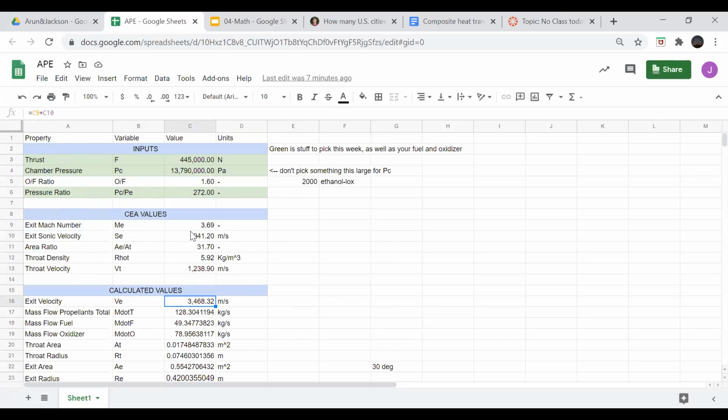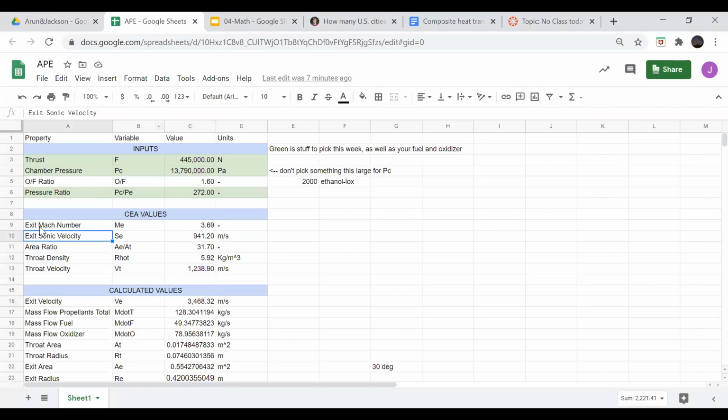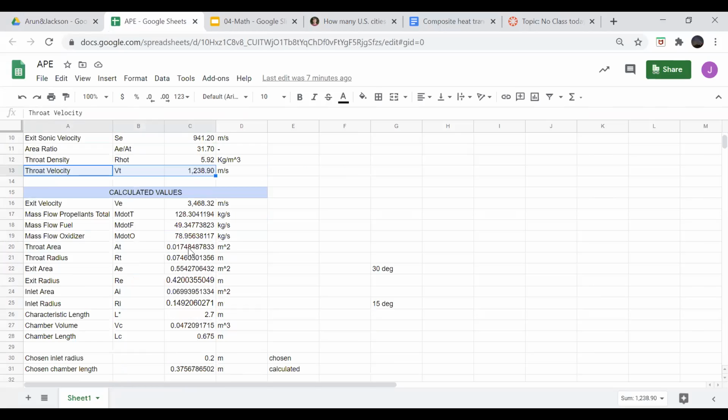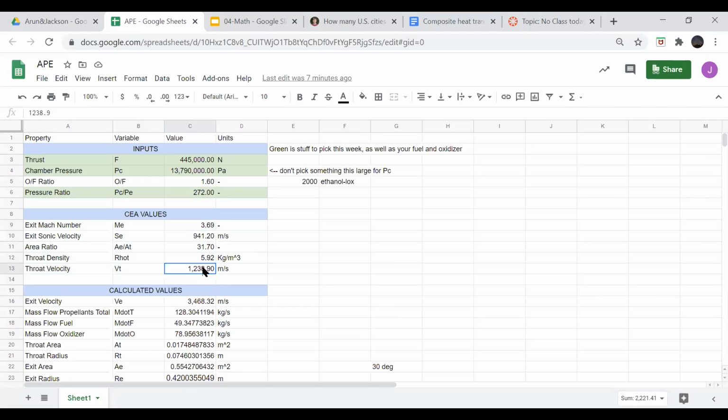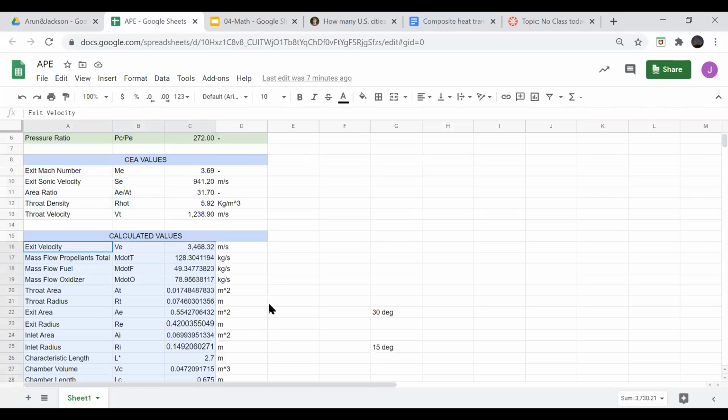Here is where we took all the CEA values we were looking at before and put all the relevant ones in here. That would be your exit Mach number, exit sonic velocity, area ratio, throat density, and throat velocity. Those are all just numbers, no fancy equations. And then here we have all of the calculated values, so I'm going to go through and calculate these again so you can see.